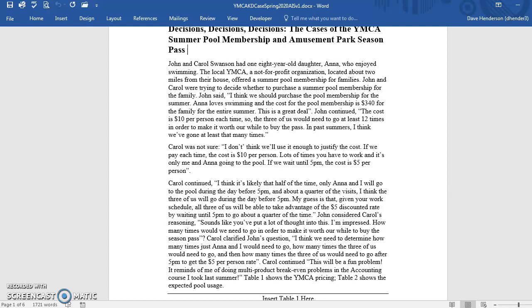It says John and Carol Swanson had one 8-year-old daughter, Anna, who enjoyed swimming. The local YMCA, a not-for-profit located 2 miles from the house, offered a summer pool membership for families. John and Carol were trying to decide whether to purchase a summer pool membership. John said, "I think we should purchase it. Anna loves swimming, and the cost is $340 for the family for the entire summer. It's a great idea. The cost is $10 per person per time, so that would be, if they each went, $30. So we'd have to go at least 12 times to make it worthwhile. In past summers, I think we've gone that many times."